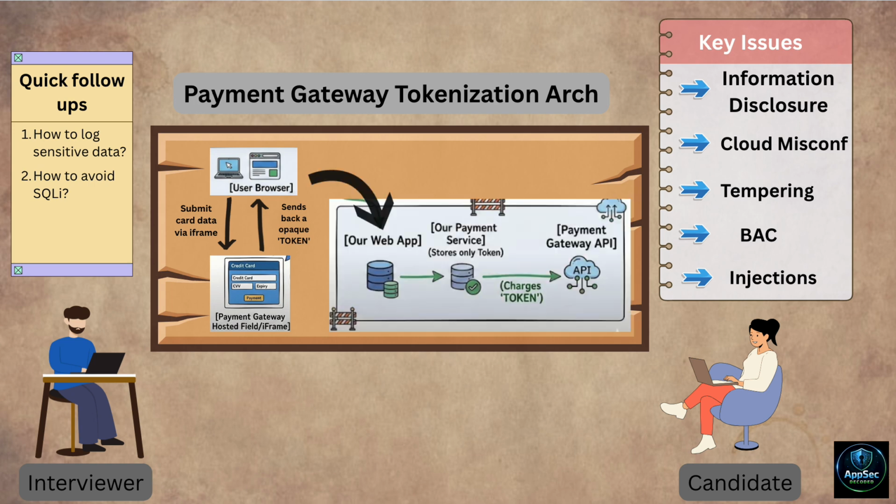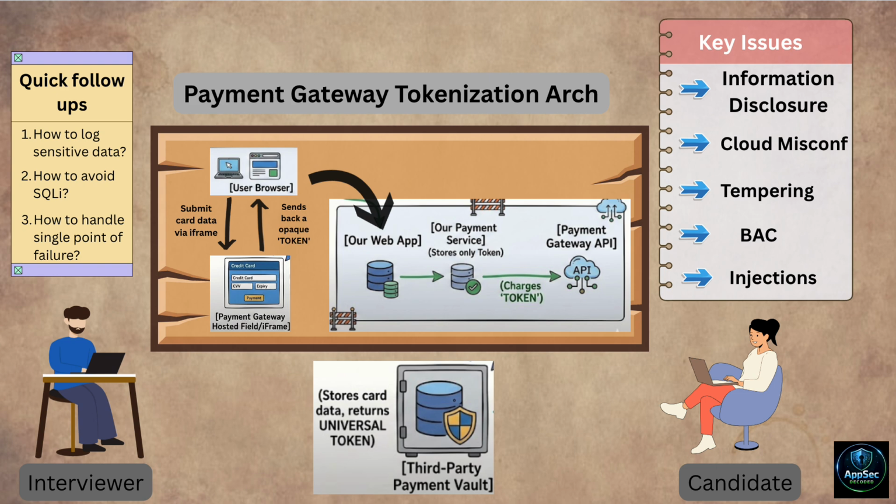The user's browser then sends this token to our backend web app. Our backend payment service stores only the token and a transaction ID. When we need to charge the card, we send the token to the gateway. Tokenization is great for security, but what if the payment gateway goes down as we are not storing the card data? Does this design create a single point of failure?